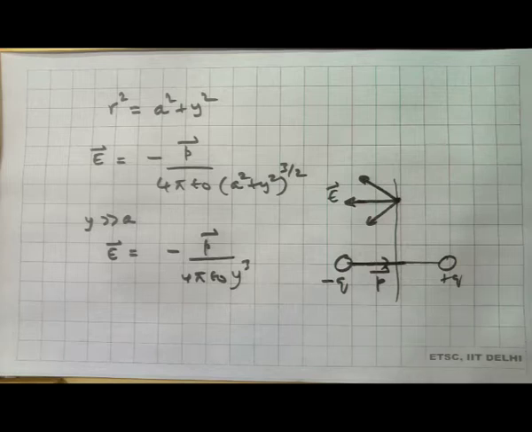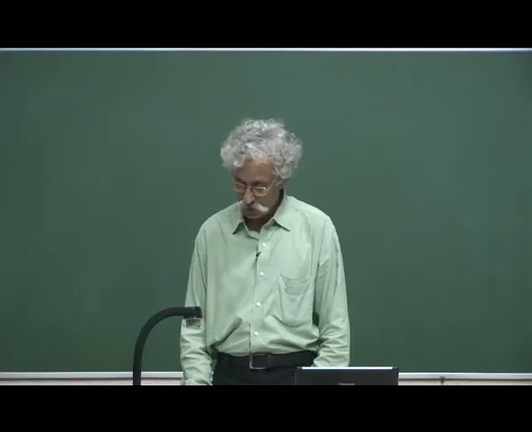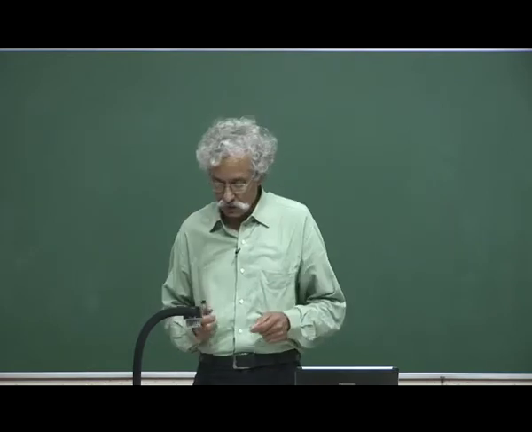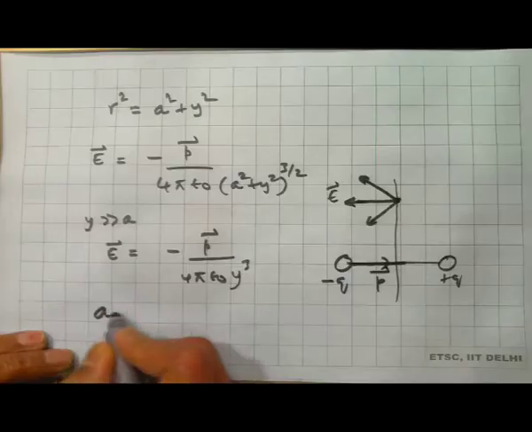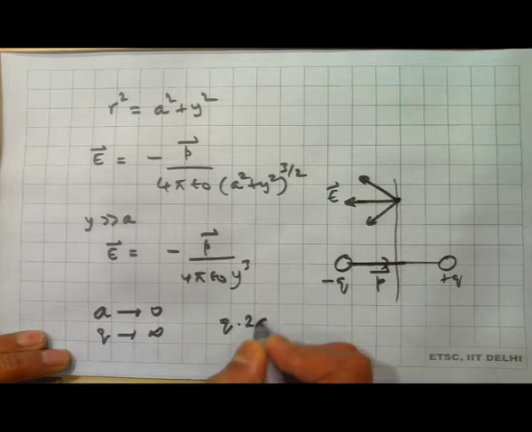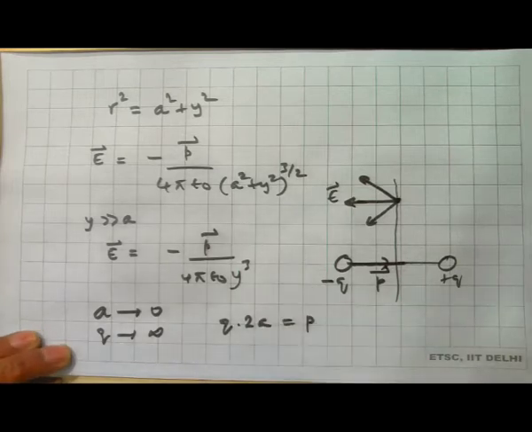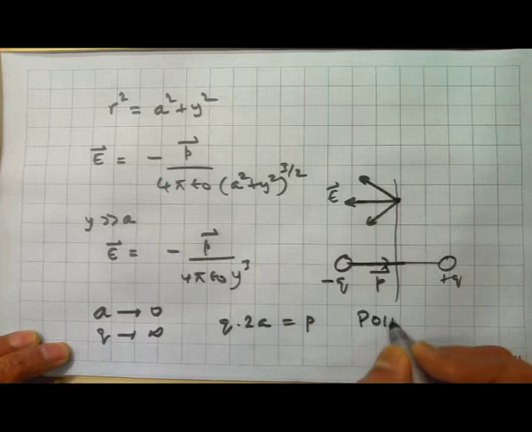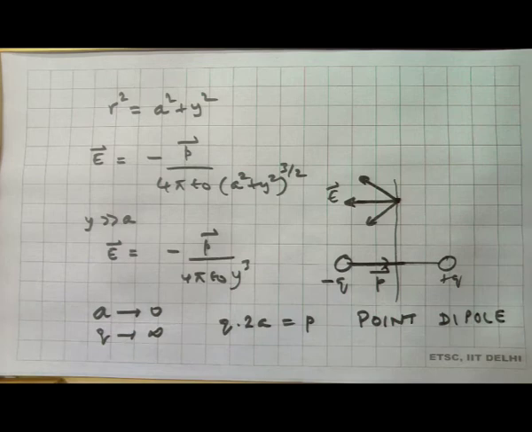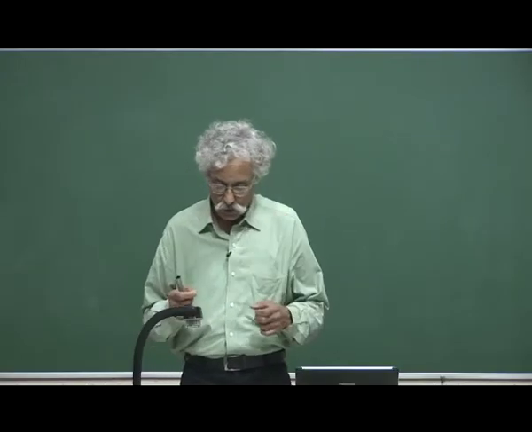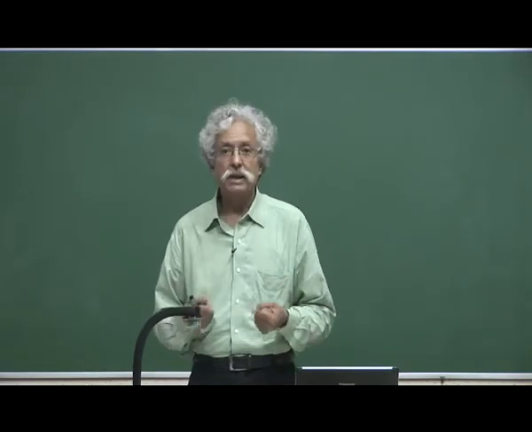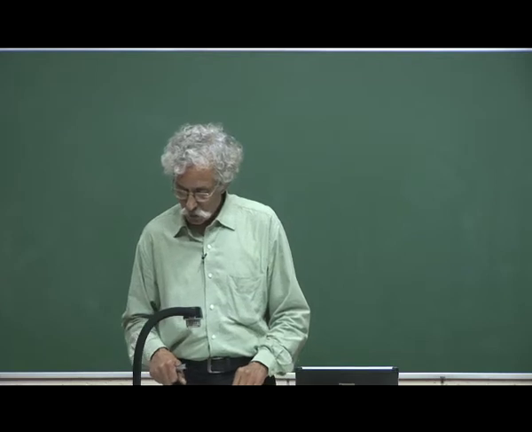Now, it is possible to define what is called a point dipole by letting the separation between the two charges become smaller and smaller, that is, a tends to 0, and at the same time q tends to infinity, so that q times 2a becomes a constant p, and that is called a point dipole. The separation between the two charges is smaller and smaller, at the same time the charge is increasing, so that you have a very small dipole, and that is like a point dipole.